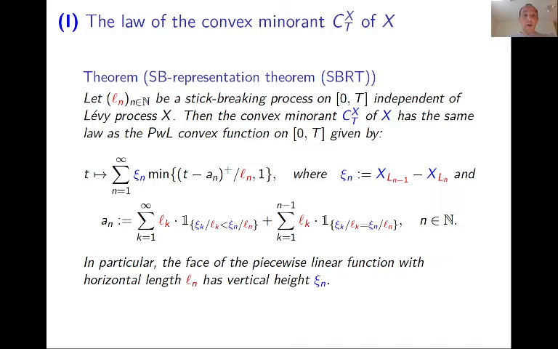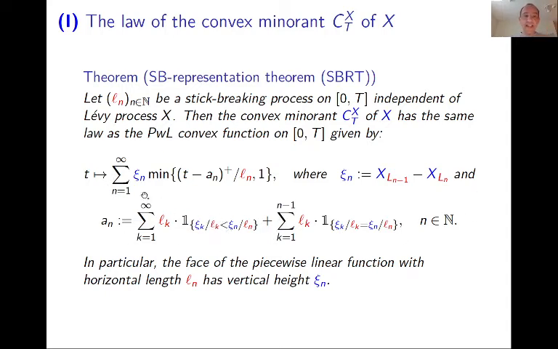Okay, so now, also in the paper, the point of the paper is this SBRT, the stick-breaking representation theorem, on which the theorem we started with as a consequence was based. It starts with X, looks at the trajectory of X, looks at the convex minorant of X, and then asks the question, what's the law of that? And the law is given by a random piecewise linear convex function described by this formula here. Okay. So what is this formula saying?